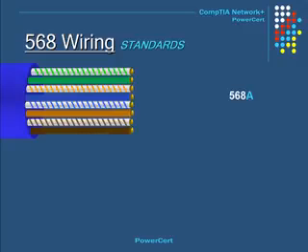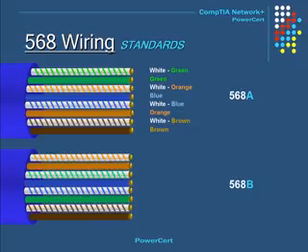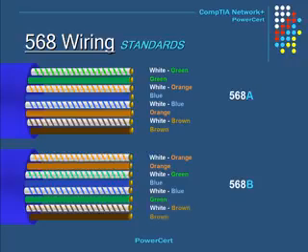The 568A standard is wired in this order: white-green, then green, white-orange, blue, white-blue, orange, white-brown, and brown. And the 568B standard is wired in the following order: white-orange, then orange, white-green, blue, white-blue, green, white-brown, and brown. There is no difference in the functionality as to which standard is used.